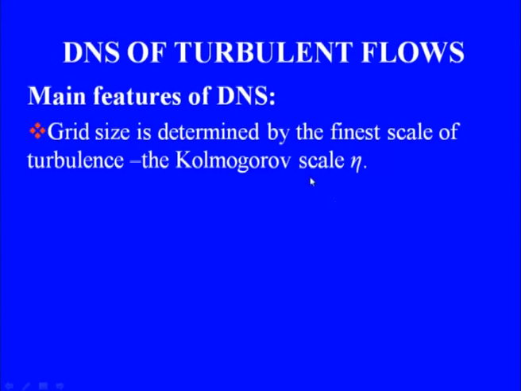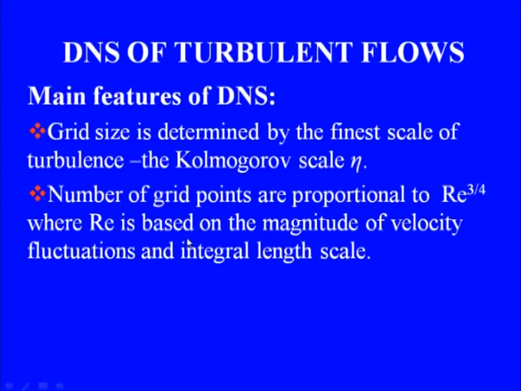Now, let us have a bit more detailed look at the features of DNS. We said we are going to resolve all the scales. So, grid size is determined by the finest scale of turbulence, that is our Kolmogorov scale eta, which we have defined earlier, and you can easily work out based on the definition of eta that the number of grid points is proportional to Reynolds number to the power 3/4, where the Reynolds number, which we have defined as Re_L0, is based on the magnitude of velocity fluctuations and the integral length scale of the largest eddies. And the cost of DNS scales as Reynolds number cubed.